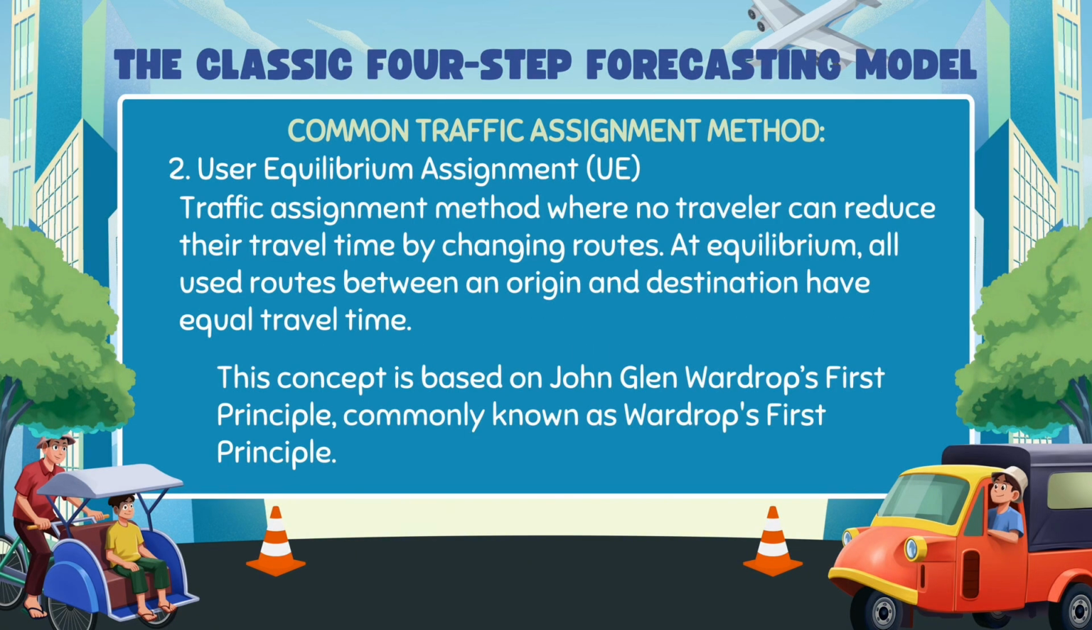So for the second common traffic assignment method, we have user equilibrium assignment or UE. It is a traffic assignment method where no traveler can reduce their travel time by changing routes. At equilibrium, all used routes between an origin and destination have equal travel time. This concept is based on John Wardrop's first principle, commonly known as Wardrop's first principle.